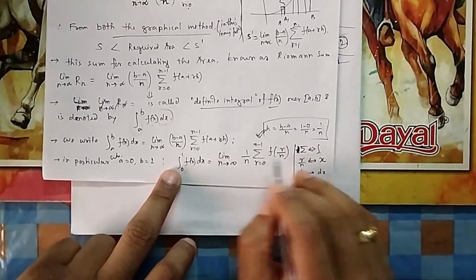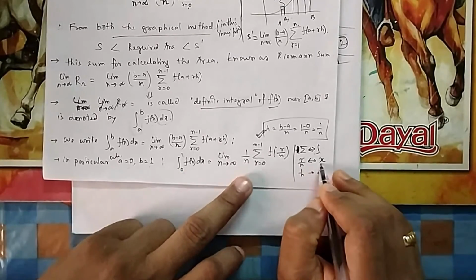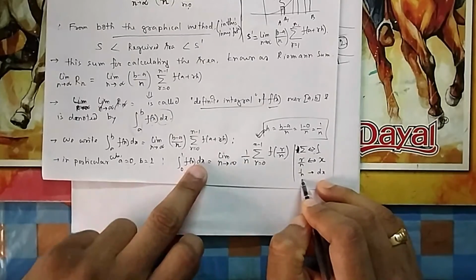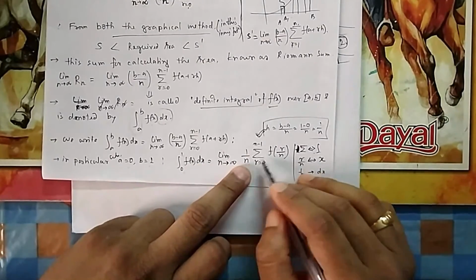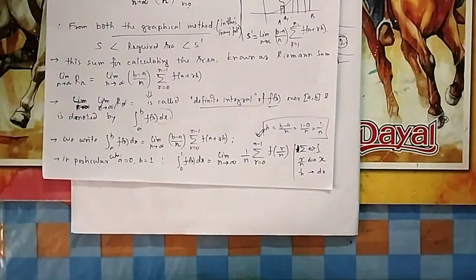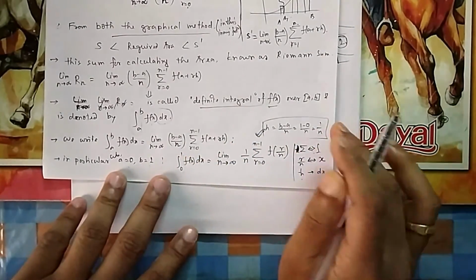If there is a summation sign, you convert it to integration. Whatever r by n you put, instead of r by n it is x, and instead of 1 by n it is dx. So you have to be careful. There should be a summation, there should be 1 by n, and you have to represent it in r by n format. Then you can replace this limit problem with a simple integration problem, a definite integral.